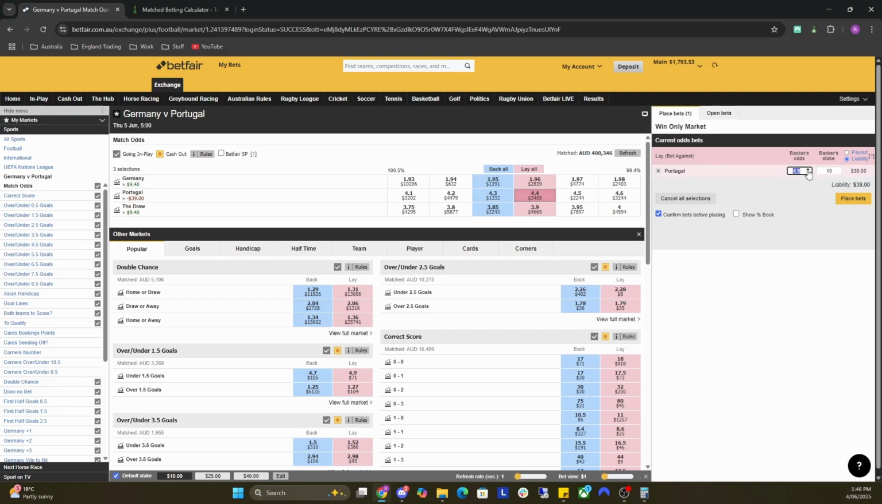So if we come back over here as well, and the odds was increased to 5, of course our liability will come up as well, as we are offering bigger odds to the backer. And of course the same scenario happens if the odds go down. So if the odds was, let's say 4, our liability this time would be $30. So we'll keep it at 4.4 for now.